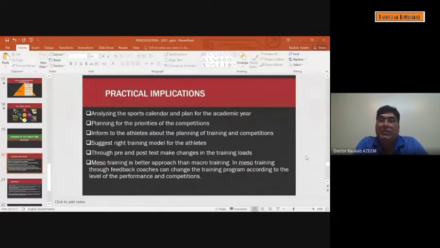Inform the athletes about the planning of training and competitions. Because sometimes the coaches will have a miscommunication with the students. Give them a program: this time you are going to do this. You should have a meeting with the students and tell them 1, 2, 3, 4. Suggest the right training models for the athletes. Through pre and post tests, make changes in the training loads.